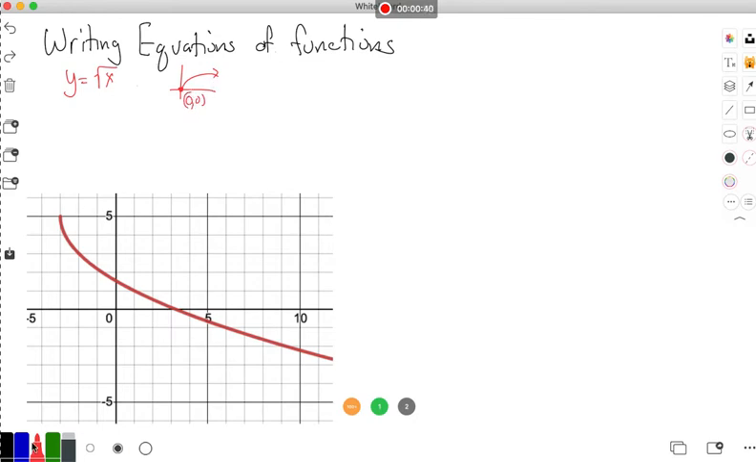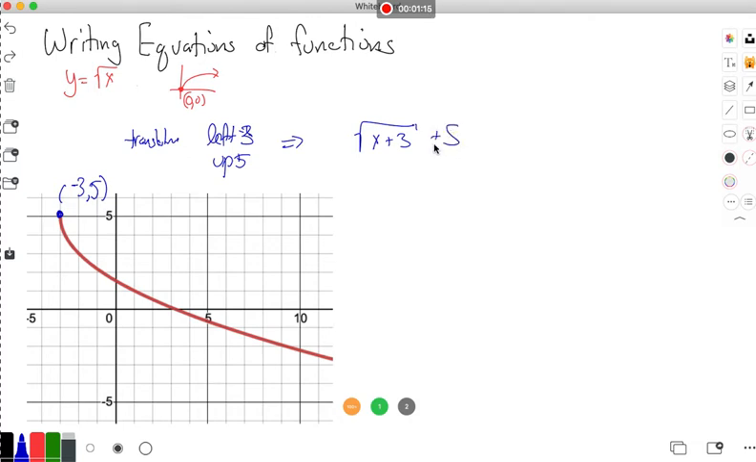So when I look at this, the first thing I'm going to notice is it doesn't start at the origin. It starts at this point, -3, 5. So I know I have a translation. So this is going to be left 3 and up 5. So right now, I have left 3, it's going to be the square root of x plus 3. Up 5, I know I'm going to add 5 to the end.